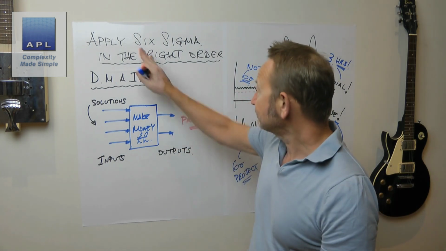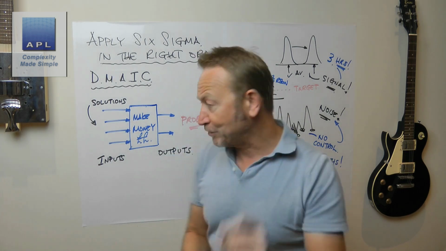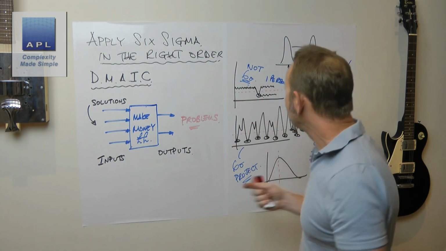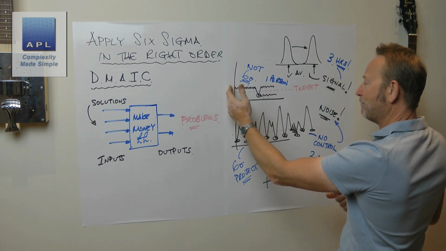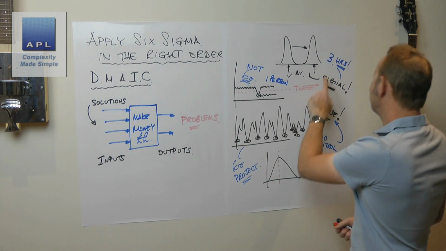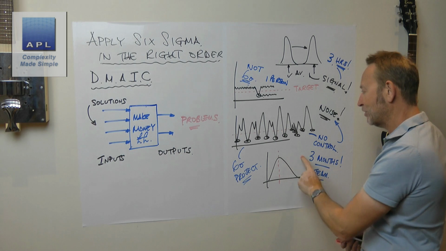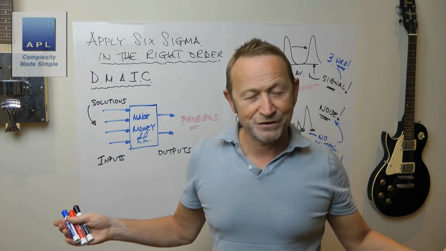So, apply Six Sigma in the right order. What should you be doing? You should be asking the question, what type of problem do I have? Do I have a problem with signal or do I have a problem with noise? Is it going to take me 3 hours to fix or is it going to take me 3 months to fix? No maths in this at all.